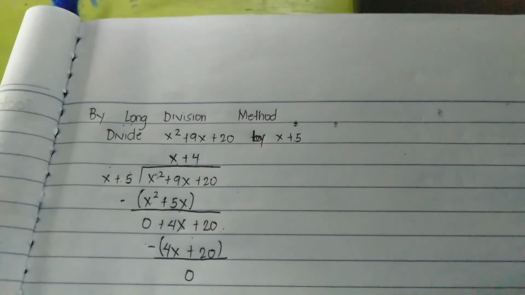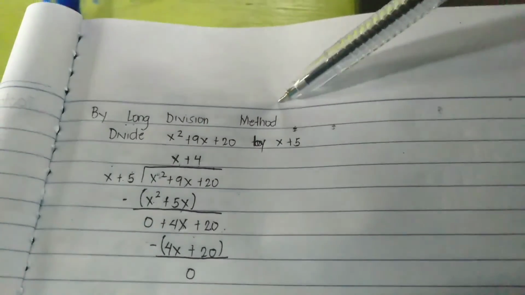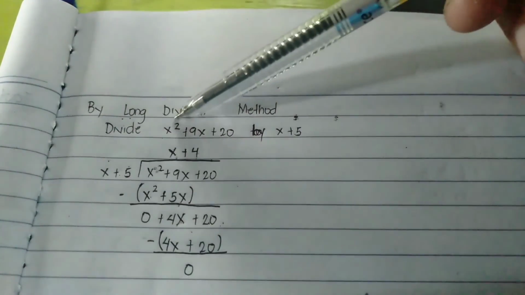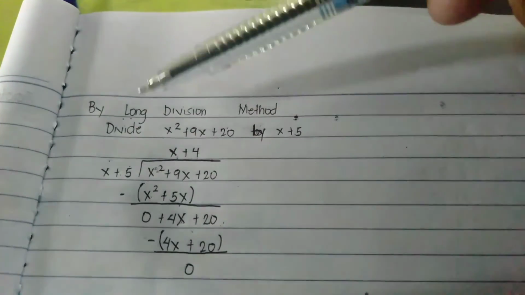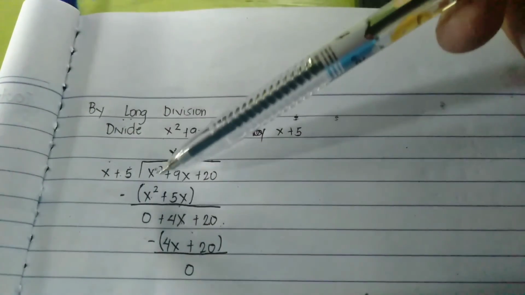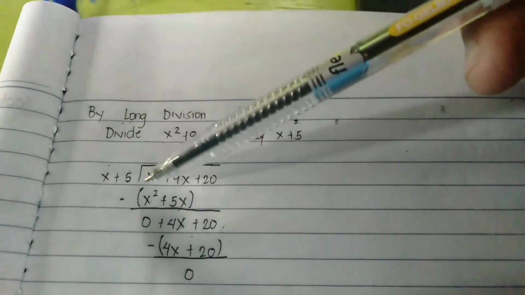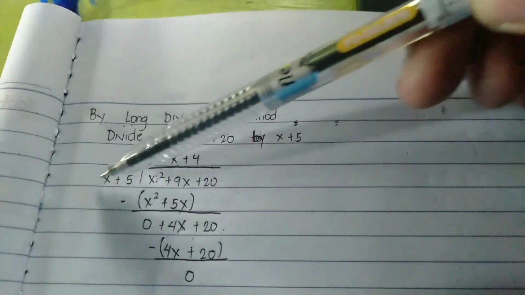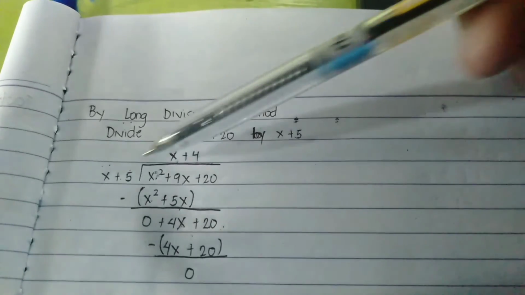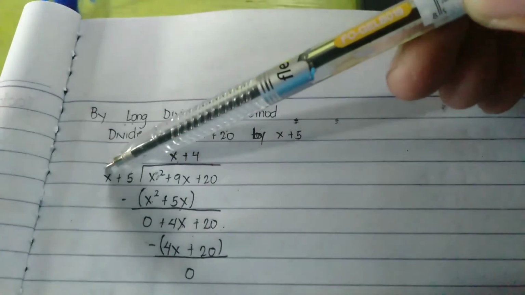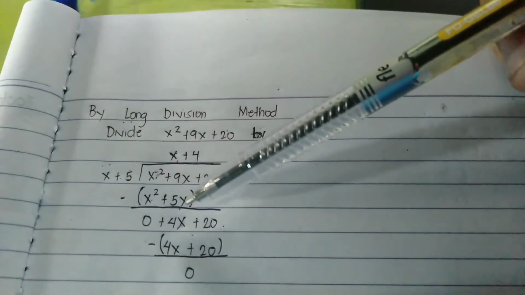So to get the quotient of polynomials, we can use the long division method. For example, divide x squared plus 9x plus 20 by x plus 5. So the divisor is x plus 5 and the dividend is x squared plus 9x plus 20. First, we must divide the first term of the dividend by the first term of the divisor. So x squared divided by x is x. So x times x is equal to x squared, and x times 5 is equal to 5x.